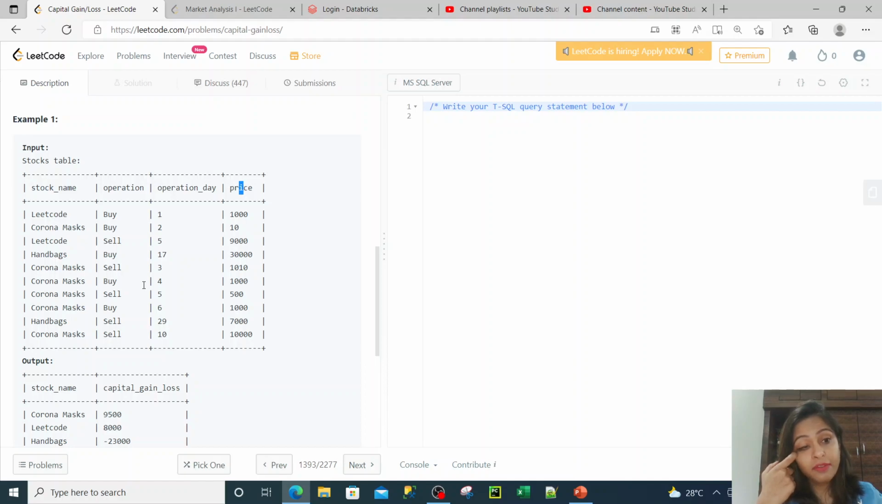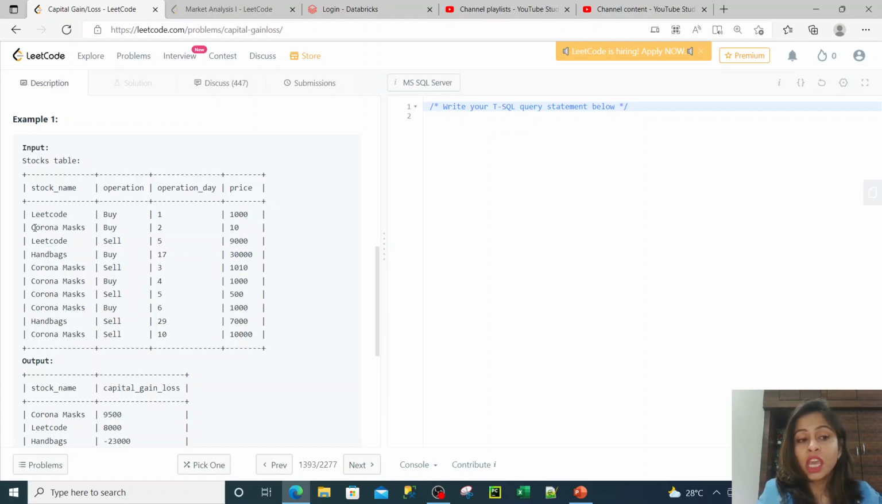Also, for each and every buy operation, you have a corresponding sell operation as well. Essentially we buy a stock and then plan to sell it on some particular day in the future, right? So each and every buy operation will always have a corresponding sell operation in this table. If you look at the LeetCode stock, the operation is buy on first day at a price of 1000 rupees, and then the same stock has been sold off on fifth day at the price of 9000 rupees. So this is the buy and sell operation that has been done.